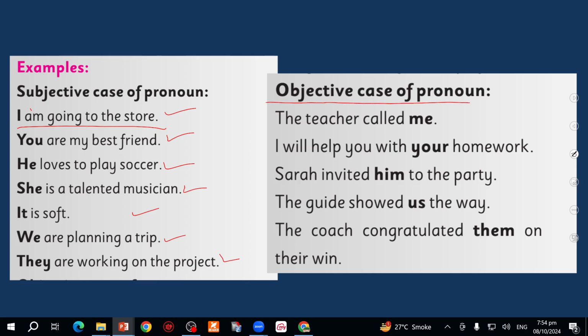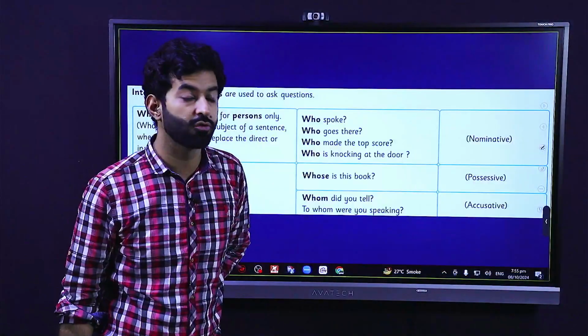And for the objective case of pronouns, when the action is happening on the object, on something that is our object, we refer to them as pronouns, but they will be objective case pronouns because this is an object. All of these I'm underlining, I'm circling are objects. So we have pronouns for all of them. The teacher called who? Who did the teacher call? The verb is happening on me. So me is the objective case of pronoun and the rest of them follow the same pattern.